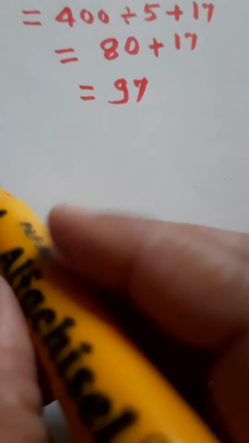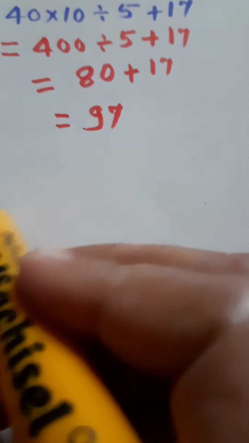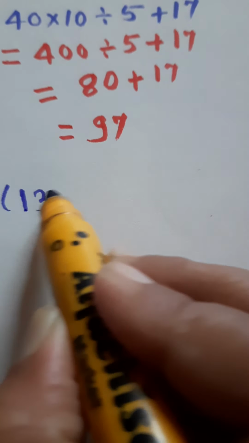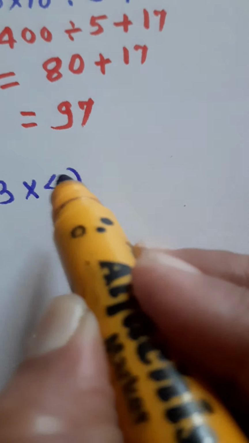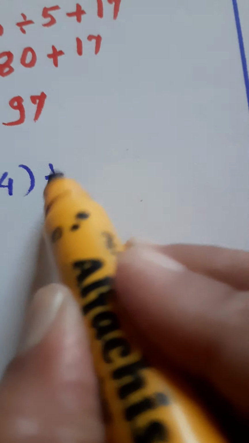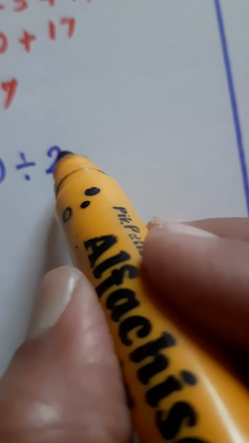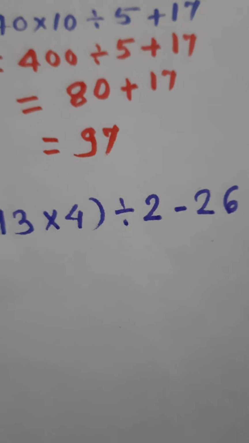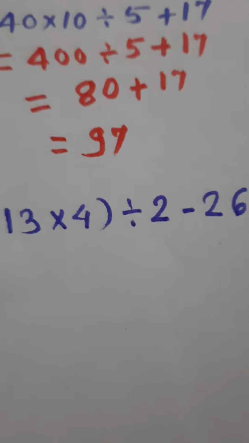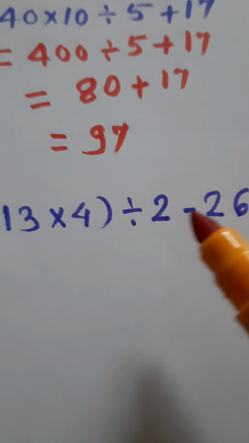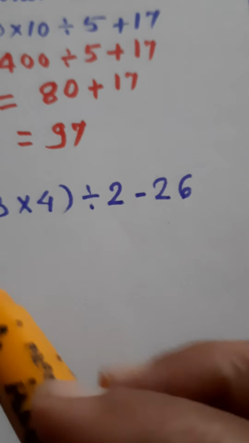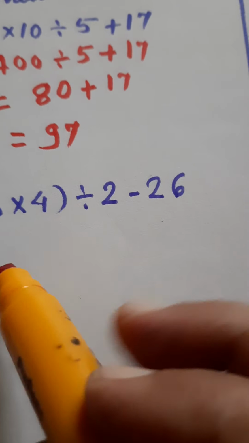Here I will write the third example: 13 into 4 in brackets, divided by 2, minus 26. In this expression, there are bracket, multiplication, division and subtraction. But we have to do as per the rule, that is, first solve this bracket.